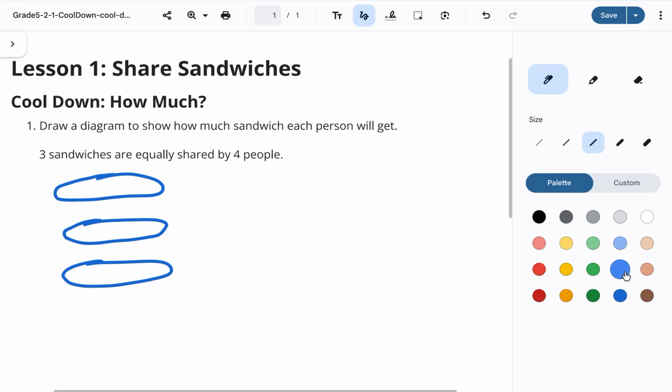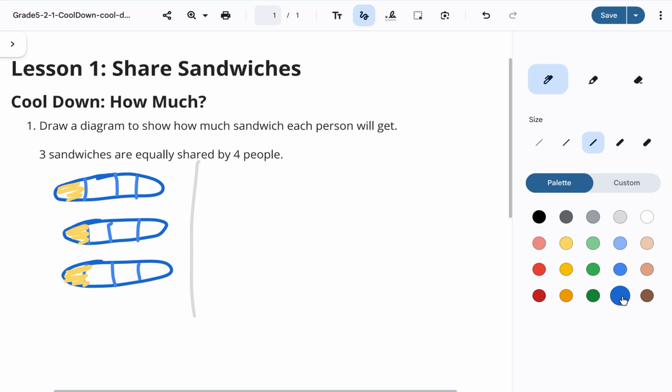So I'm going to take this first sub-sandwich, and I'm going to divide it up into 4 relatively equal slices. And if these 4 people were going to be eating this, maybe person 1 I'm going to represent in yellow. Person 1 might get 1 piece of this sandwich, 1 piece of this sandwich, 1 piece of this sandwich. And in this way, we're seeing that person 1 in yellow would get 1/4 of the first and the second and the third sandwich. So that is one way that you might model this with a diagram.